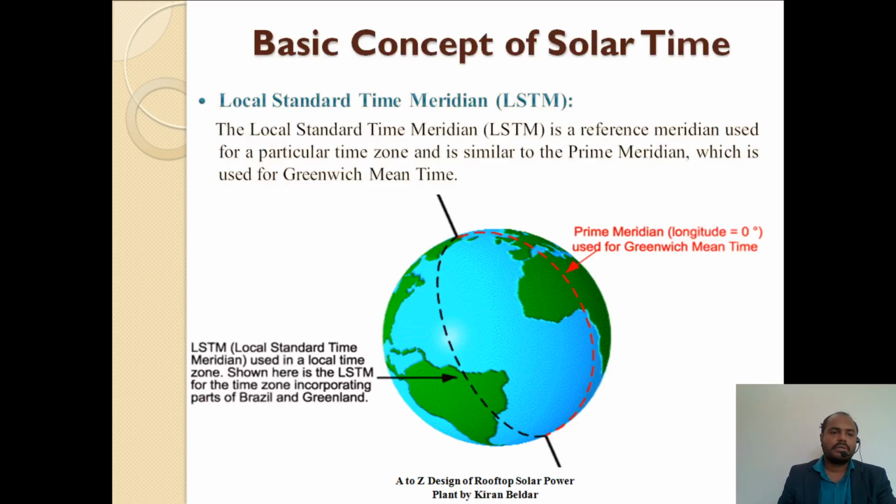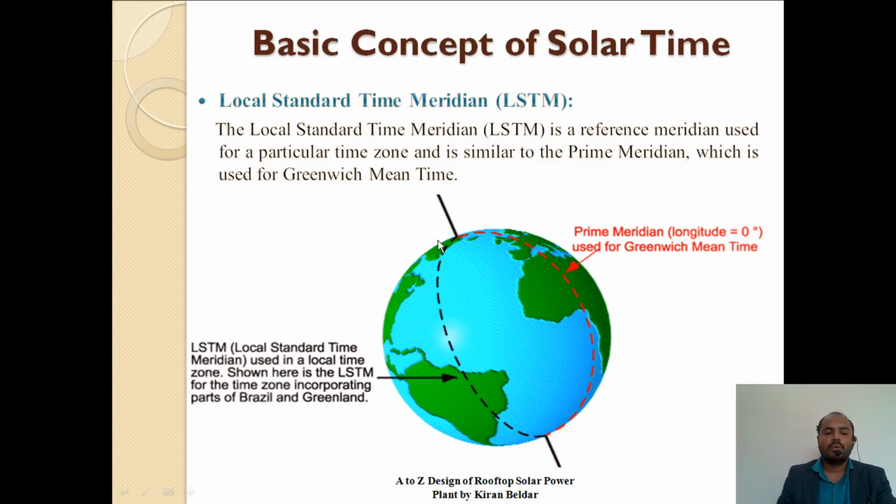There is a very important concept, that is local standard time meridian. It is also known as LSTM. The local standard time meridian is a reference meridian used for a particular time zone and is similar to the prime meridian line, which is used for Greenwich Mean Time. As we know, at 0-degree longitude, there is a reference line. We are using it as the prime meridian line, which is used for Greenwich Mean Time.